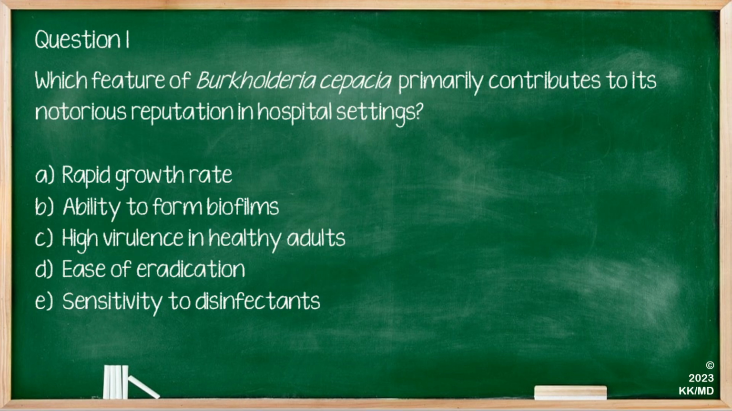Let's do some questions. Which feature of Burkholderia cepacia primarily contributes to its notorious reputation in hospital settings? A. The rapid growth rate. B. The ability to form biofilm. C. High virulence in healthy adults. D. Ease of eradication. E. Sensitivity to disinfectants.